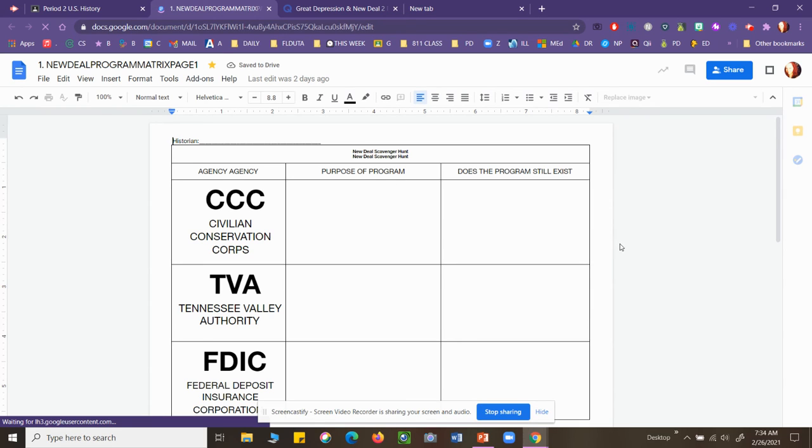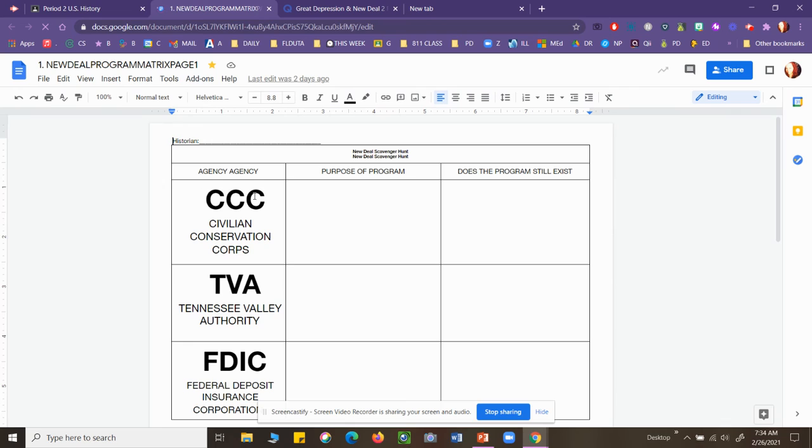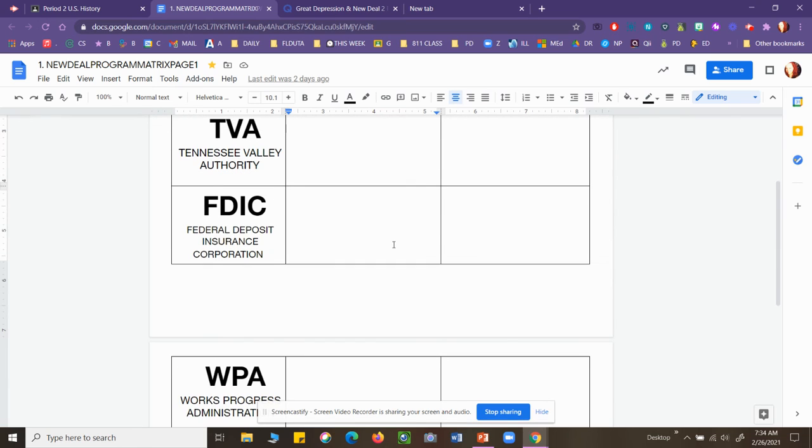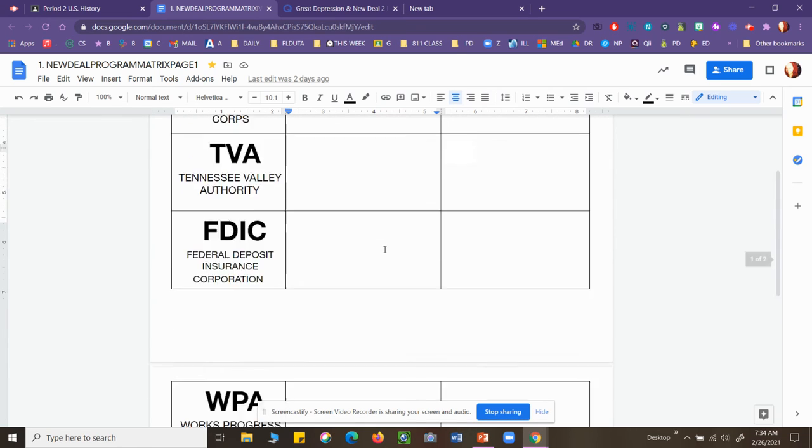So I've identified here the programs that I'm pretty much going to quiz you on. They're identified in the first column by their initial and their title. And your job today is the second column. You want to tell me the purpose. What was that program supposed to do? And then we'll worry about this column later, and we'll do it in class together next week. So the programs you're looking for are CCC, TVA, FDIC, and WPA on this sheet.